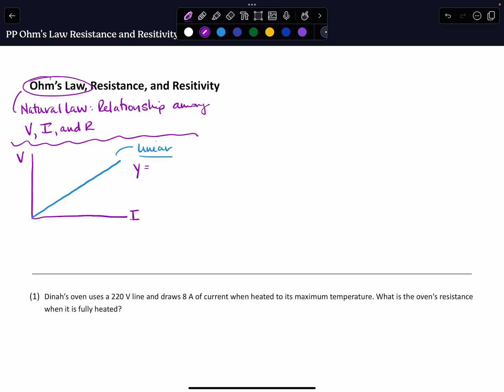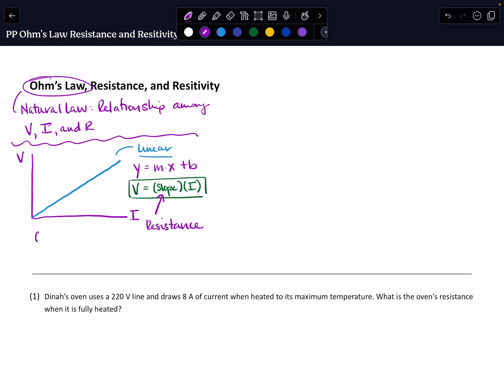So we can define that with our formula for a straight line, y equals m times x plus b. And then if we look at our specific case here, we can swap out y and x: voltage for y, some slope value that's a constant, and then current for x. The y-intercept here is going to be 0 because if you don't have any potential difference, then you can't have any current. So this is the formula that really comes out of this experiment. Now that slope value is the resistance of the resistor that we have in place within that circuit.